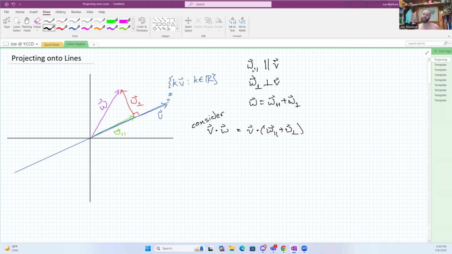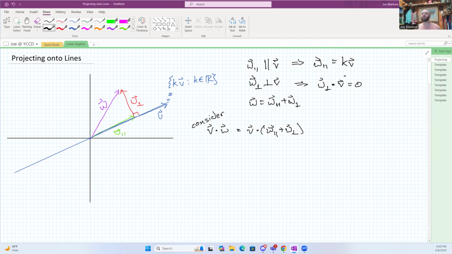Now, I'm going to take just a second and let's talk about rewriting our first two facts. So the first fact is if w parallel is parallel to v, that means it's on the line. That means that I can rewrite w parallel as some constant times our vector v. That scalar, I don't know what it is yet. I'm not sure I'm going to be able to figure it out, but we'll write it down. w perpendicular is perpendicular to v, which means something. That means that w perpendicular dotted with v ought to be 0.